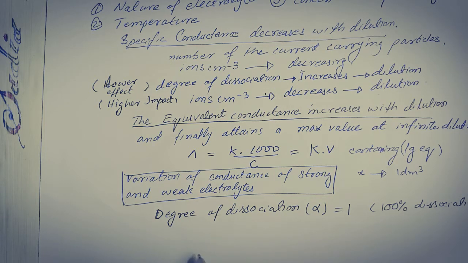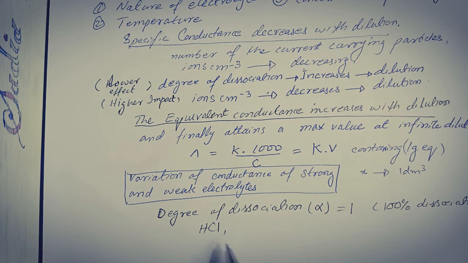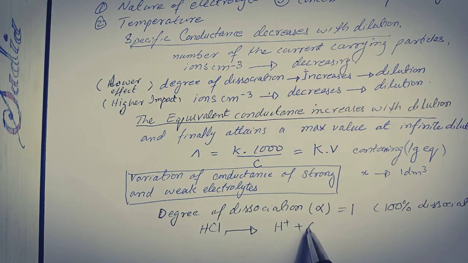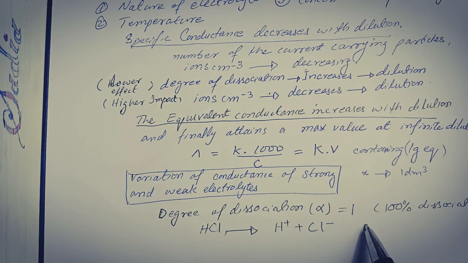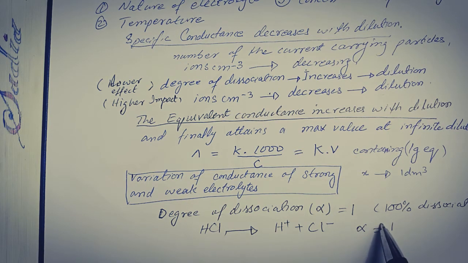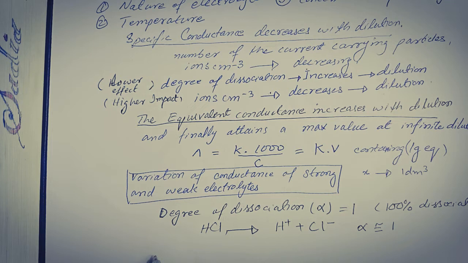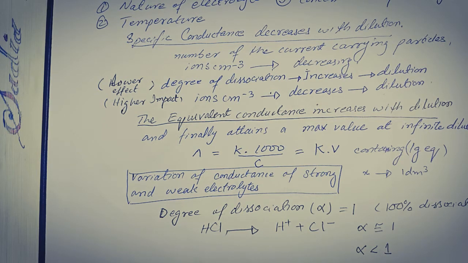For strong electrolytes, for example HCl and KCl, all the HCl molecules are ionized into hydrogen ion and chloride ions. So for this case, the degree of dissociation is nearly equal to 1. It means that all the species have been ionized. Whereas for the case of weak electrolytes, as we have discussed about the acetic acid, the degree of dissociation is less than 1 for specific concentration.